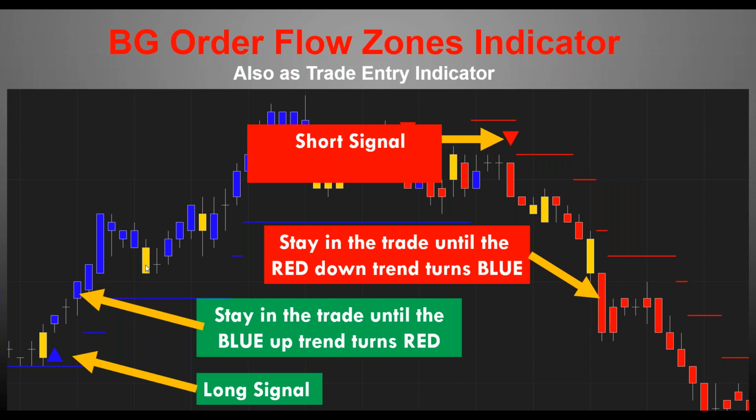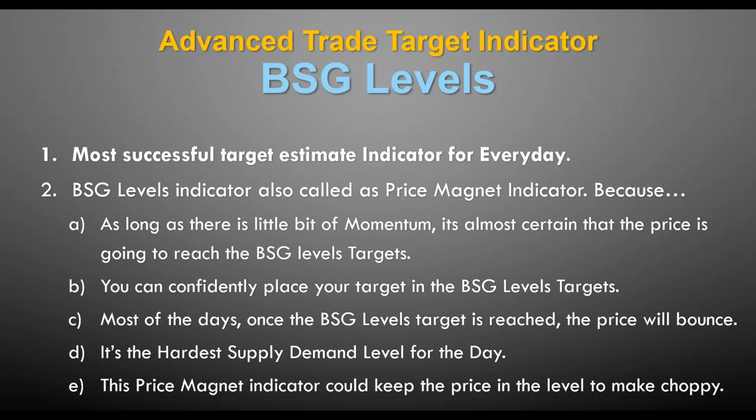For me, yellow means I ignore. I don't even make a decision on yellow. If I'm in a long, I just ignore the yellows. If in a short, I ignore the yellows. Yellow means the indicator is not able to decide which side the momentum is on, so it just marks it as yellow. But blue means bullish, red means bearish.